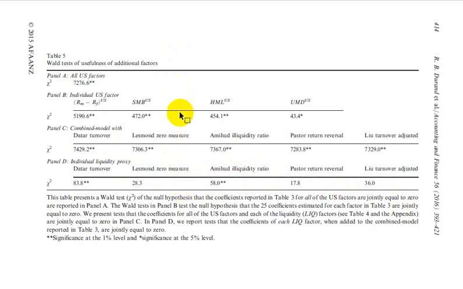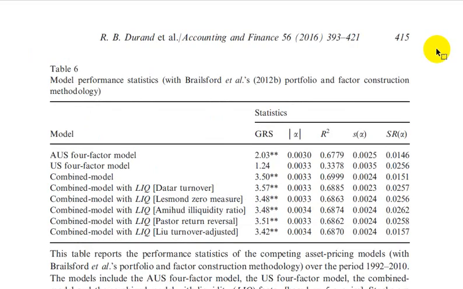So as we had found in the previous section, the U.S. has a large part in explaining the returns. And so to wrap this up, the authors used a different sorting methodology, from a paper by Brailsford a while back, and they used the same Australian four-factor, US four-factor model, and the combined model to do the same GRS test. They just sorted the portfolios differently using the same factors, and they found that the US four-factor model works out the best for explaining Australian stock market returns.